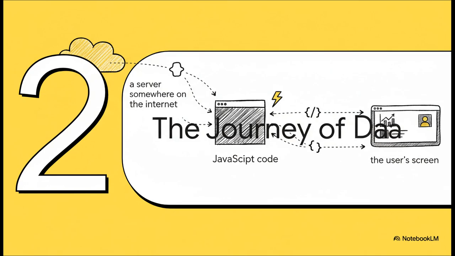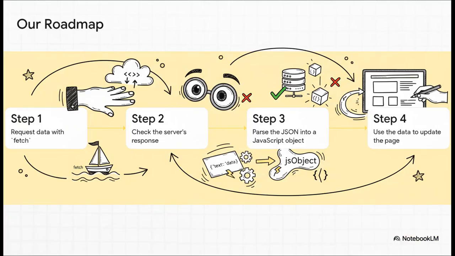So, let's map out the actual journey our data is going to take. We're going to follow a single piece of information all the way from a server somewhere out there on the internet, through our JavaScript code, and finally, right onto our user's screen. This is our roadmap. Just 4 simple steps. First, we'll ask for the data using a built-in tool called fetch. Second, we're going to make sure the server actually sent back what we wanted. Third, we translate that text-based JSON into a real JavaScript object. And finally, the fun part, we use that data to build out our web page. Let's dig into step 1.